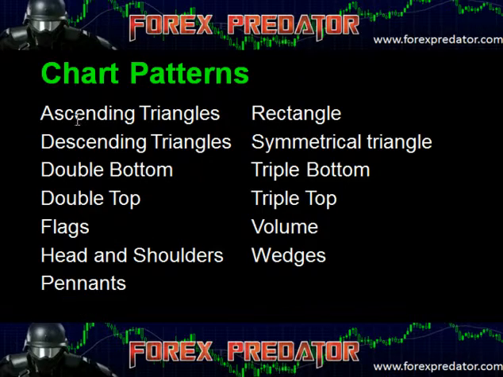So we've discussed so far in our series the ascending triangles, which was the first one, then descending, double bottom, double top, flags, head and shoulders, pennants, rectangle, symmetrical triangle, and now the triple bottom. The triple bottom is just like we discussed the double bottom, basically. But this time, instead of it actually touching twice, what you now have is the third touch, which is often more powerful than the double bottom.